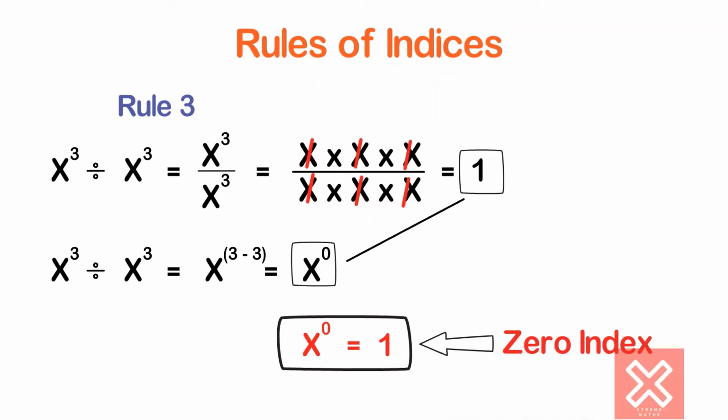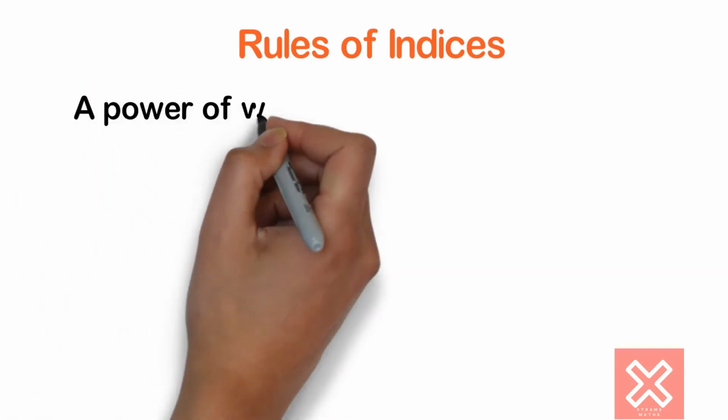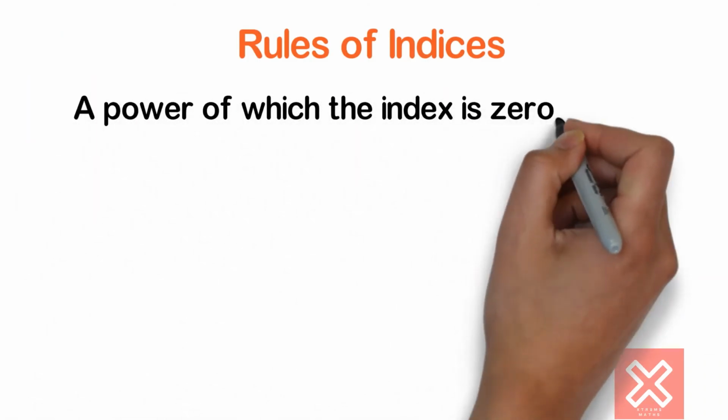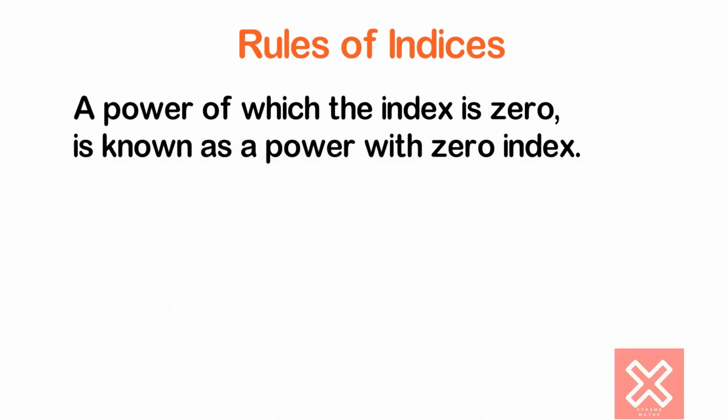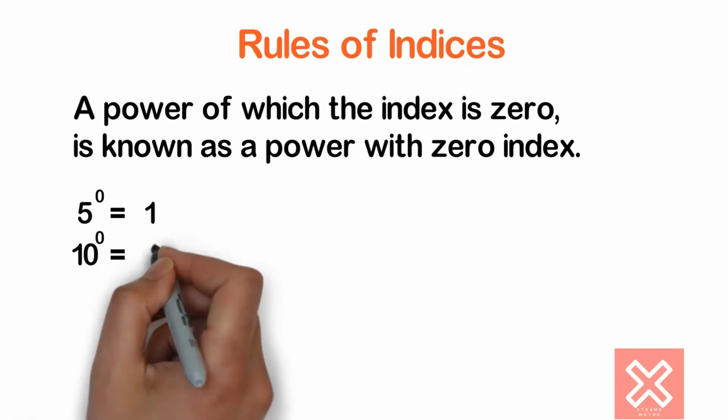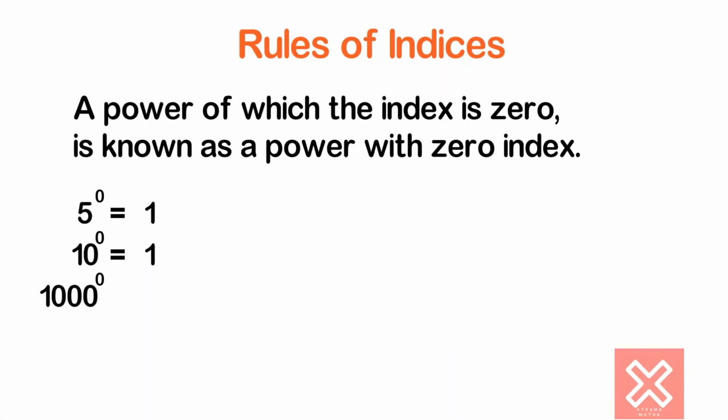We can apply this when x is not equal to 0. A power of which the index is 0 is known as a power with 0 index. Any base to the 0 index is equal to 1 when x is not equal to 0. We can write like this: 5 to the power 0 equals 1. 10 to the power 0 equals 1. Even 1000 to the power 0 equals 1. x to the power 0 equals 1.